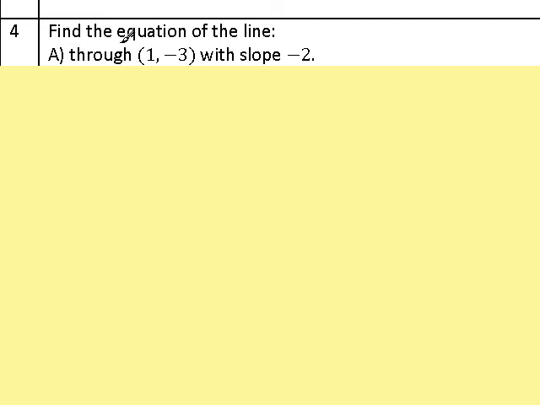In number 4, we want to find the equation of the line through this point and with this slope. So we had 2 formulas for the equation of a line. But I'm going to stick with y equal mx plus b. So the first thing we'll do is substitute in the -2 for m. So we have y equal -2x plus b.